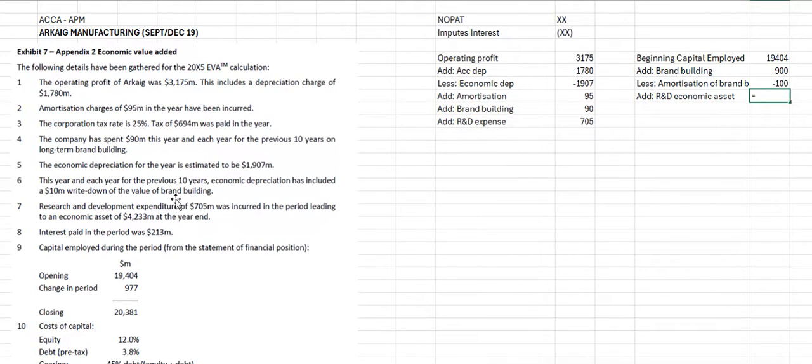Look, after spending this 705, now they have an asset of 4233. Before spending this 705, how much would have been the asset? 4233 minus 705. That means at the year beginning, before this year started, whatever they have spent on the previous years would have been the economic asset. Add it back. Why am I adding it?